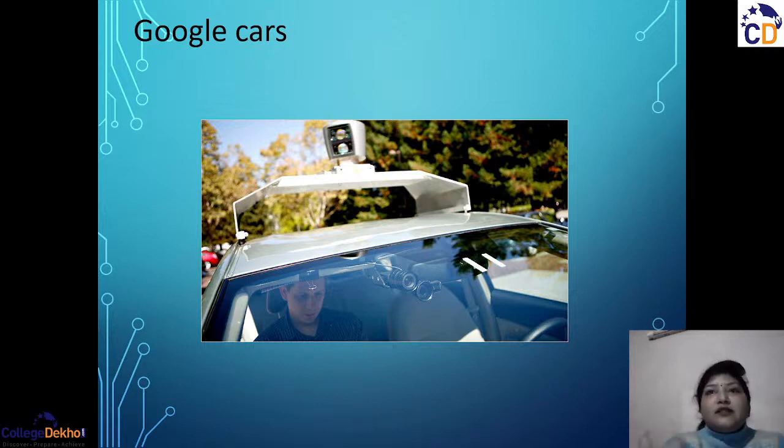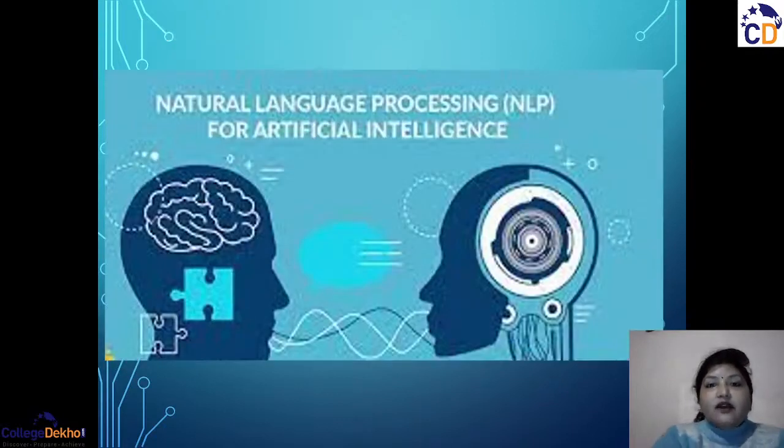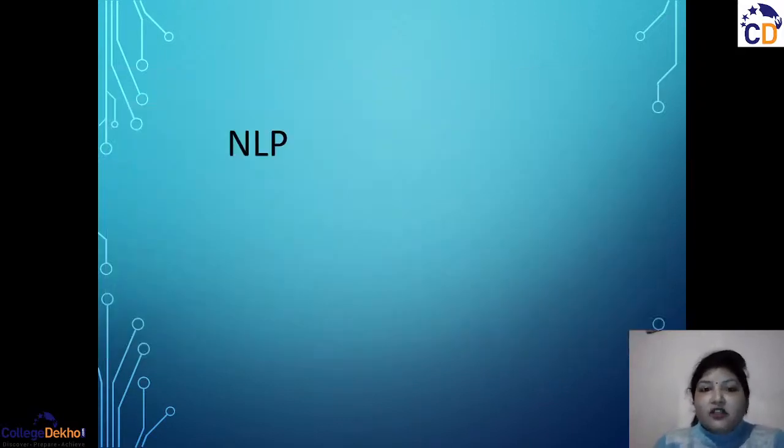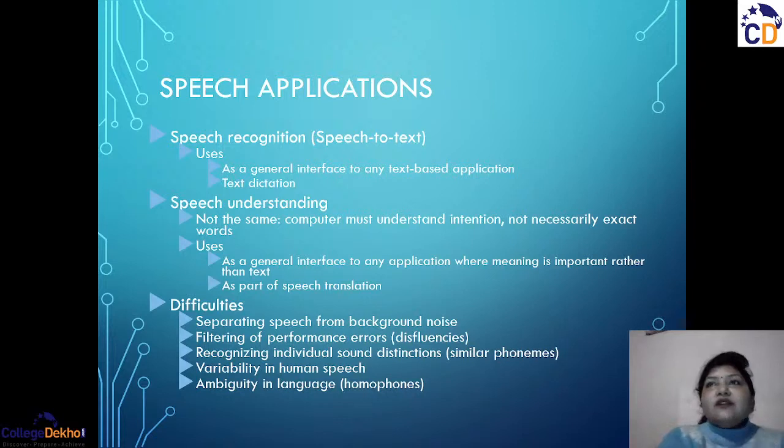So they are basically an inbuilt technology. You may have AI enabled software, as well as when we talk about the hardware part, we may have to include the IoT concepts also, that is Internet of Things. The next part, when we talk about AI, is natural language processing. Let us start with some of the applications of natural language processing.